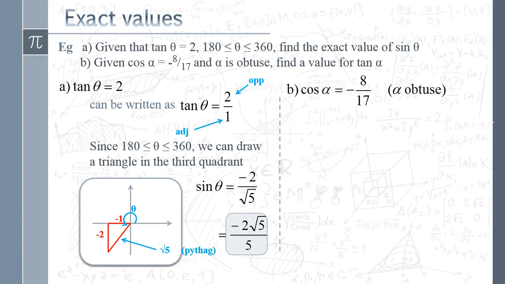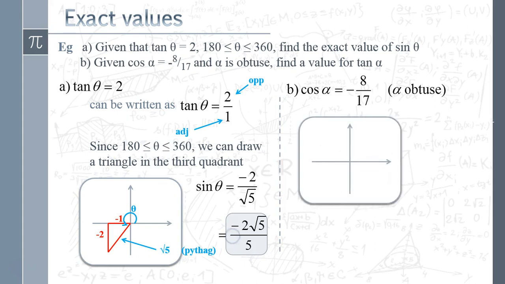We're told cos alpha, alpha being an angle. We tend to use a whole range of Greek letters to indicate angles for whatever reason. But we're told that cos alpha is minus 8 over 17. We're told that alpha is obtuse. So straight away, if it's obtuse, we know we're going to be in the second quadrant between 90 and 180. So there's my triangle. So again, this time the adjacent side is minus 8.